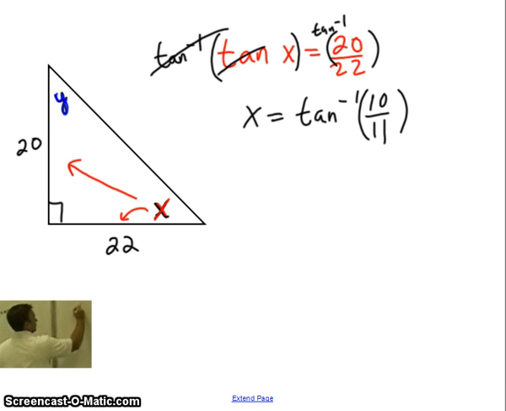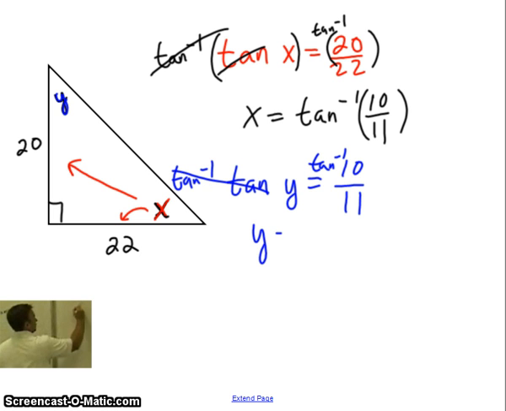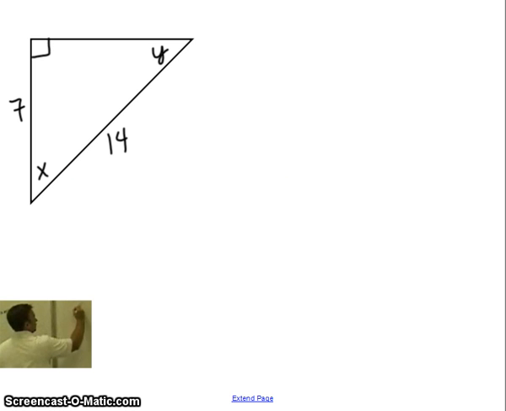All right, and same for Y. Tangent Y equals, we'll simplify it already, 10 over 11. Inverse cancels, Y equals tan inverse 10 over 11. See if you can do the last one on your own and ask me questions the following day if you struggle.